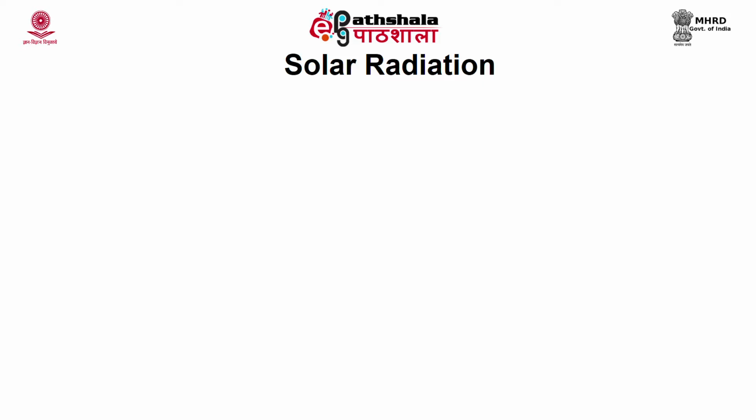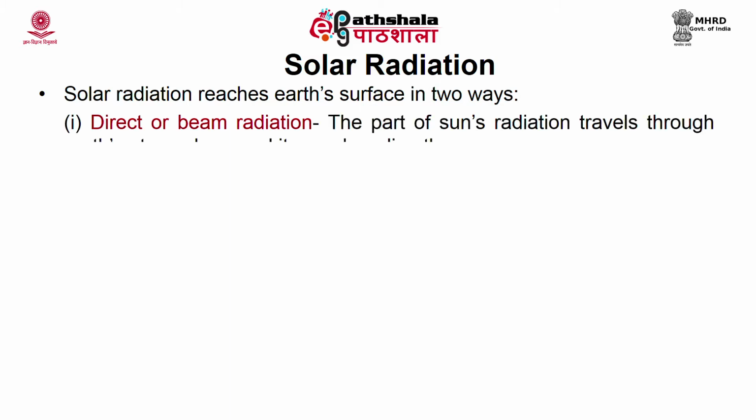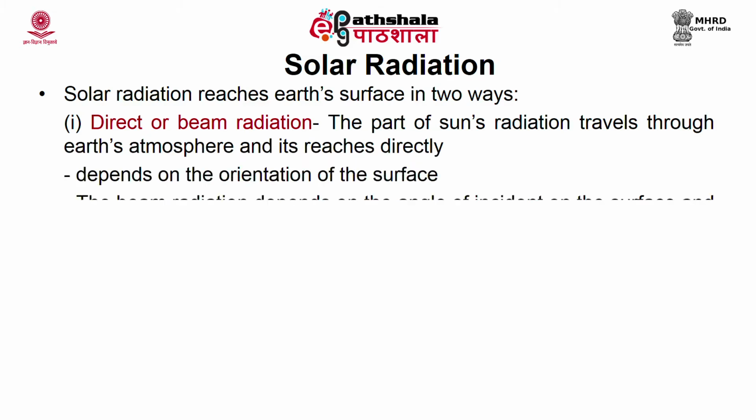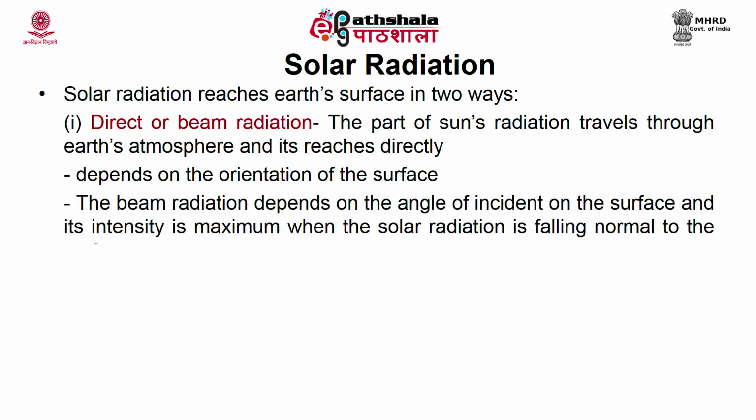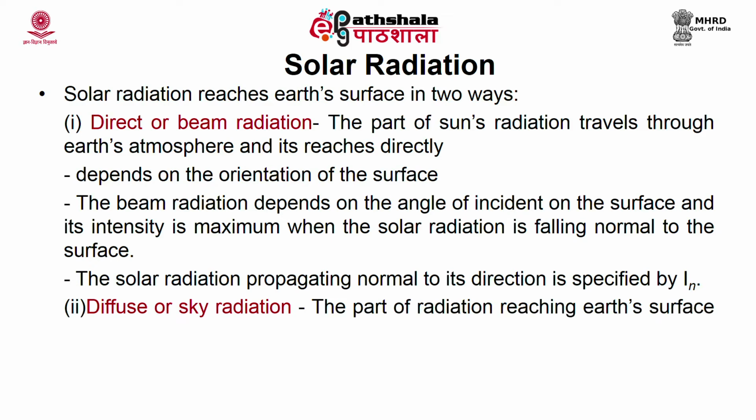From the extraterrestrial region, the solar radiation reaches earth's surface in two ways. A portion of the solar radiation travels through the earth's atmosphere and reaches directly, which is known as direct or beam radiation. The remaining part of the solar radiation is scattered, reflected back into space or absorbed by earth's atmosphere. A part of this radiation reaches the earth's surface by means of scattering and reflecting, that is re-radiation, and is called diffuse radiation, also known as sky radiation. So, you have beam radiation and diffuse radiation.